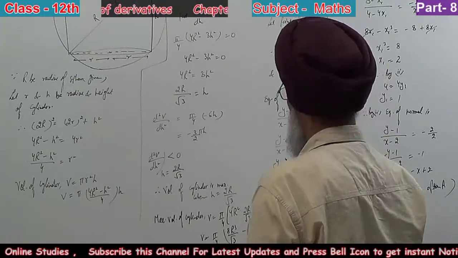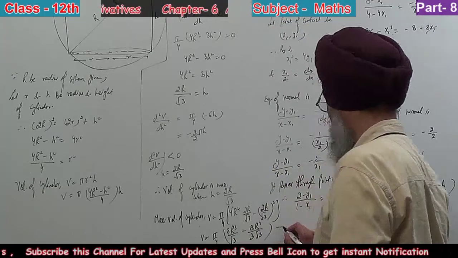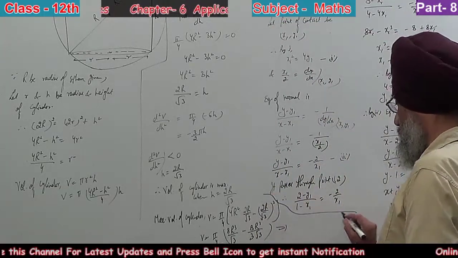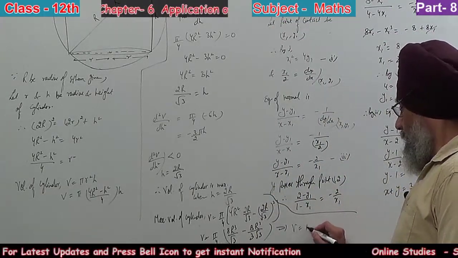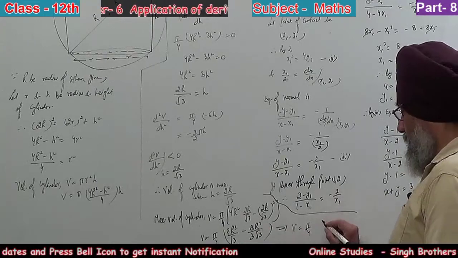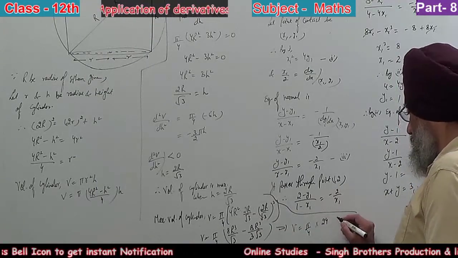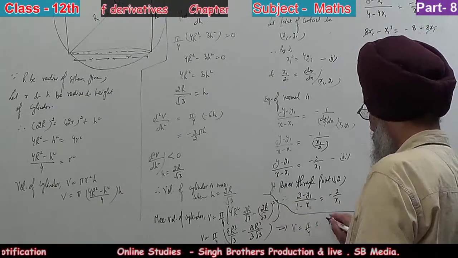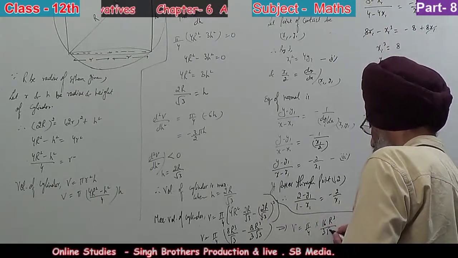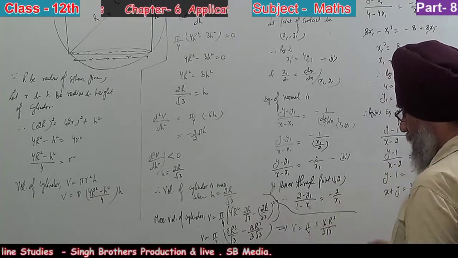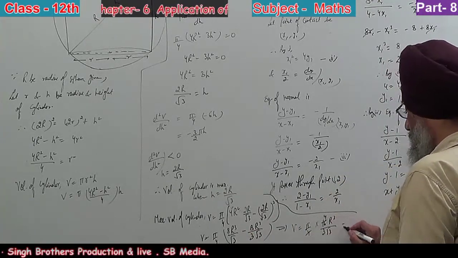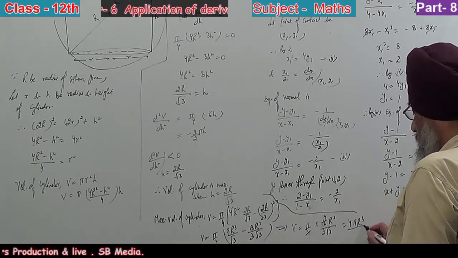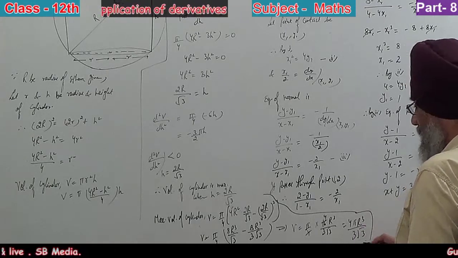Taking LCM, we get pi upon 4, 24 minus 8, 16 R cube upon 3 root 3. 16 by 4 becomes 4, that is 4 pi R cube upon 3 root 3, that is the maximum volume.